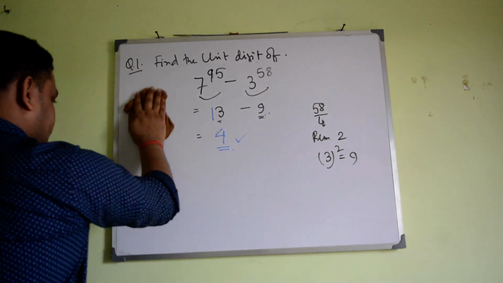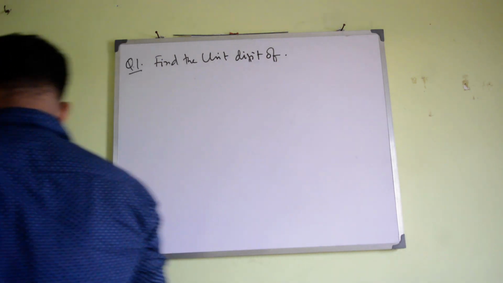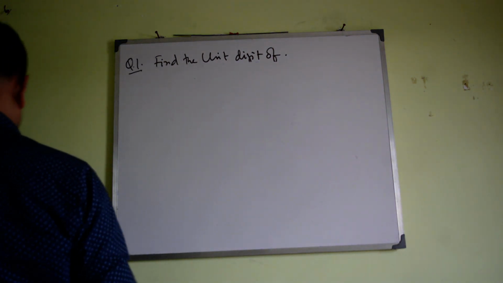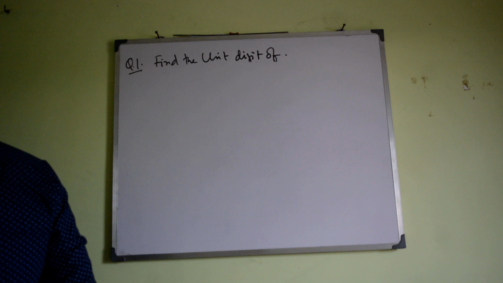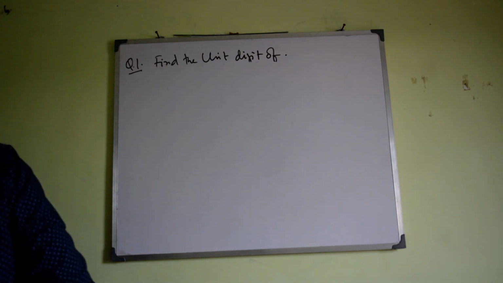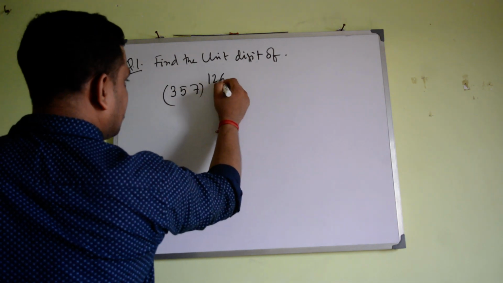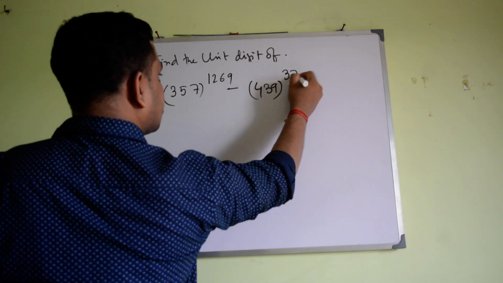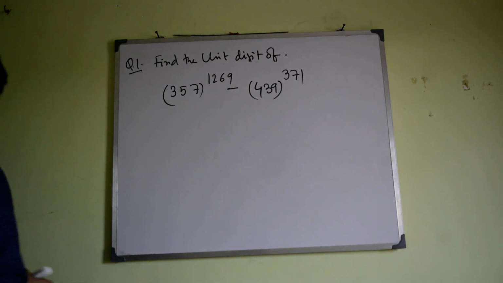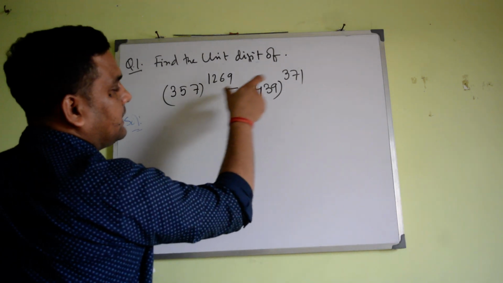Let's try another example. Let's say this number: 357 whole to the power 1269 minus 439 whole to the power 371. So what will be the unit digit of that particular number? So again, solution. First we need to calculate the unit digit of that number and the unit digit of that number.